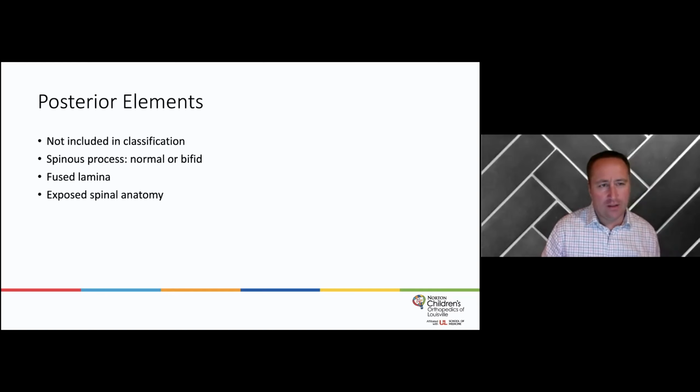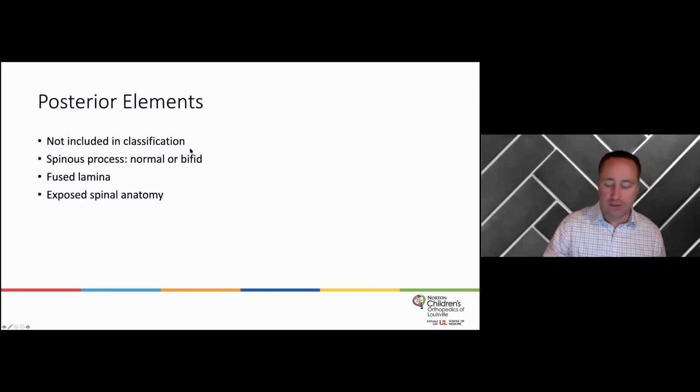This is not part of the classification, but the spine is broken up into three columns. You have the anterior column, which is the front, that's the vertebral body. You have the middle column, which usually includes the pedicles and the spinal cord. And then you have the posterior column, and that's the part you can feel when you feel your own back. That's where the spinous process is.